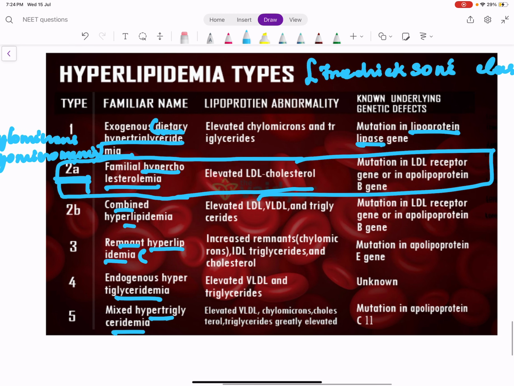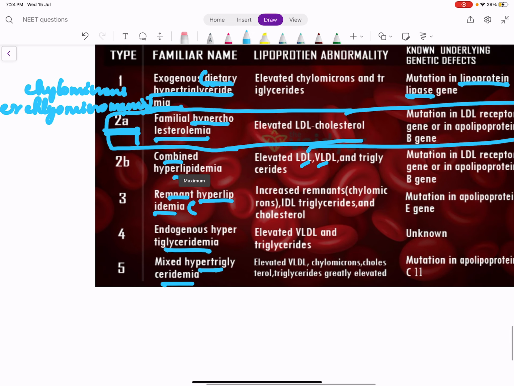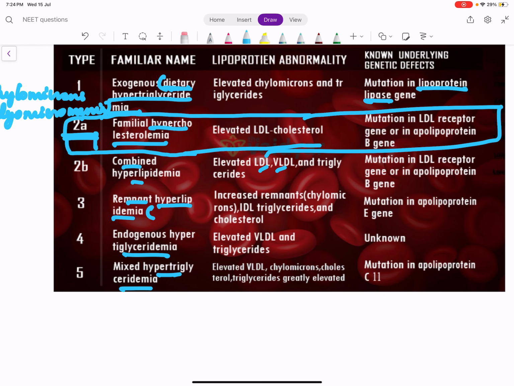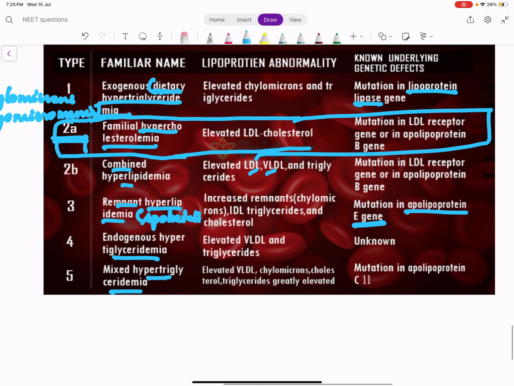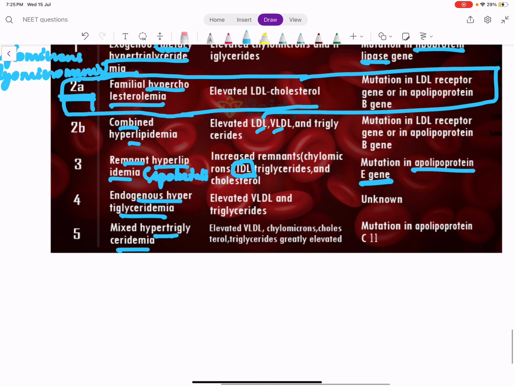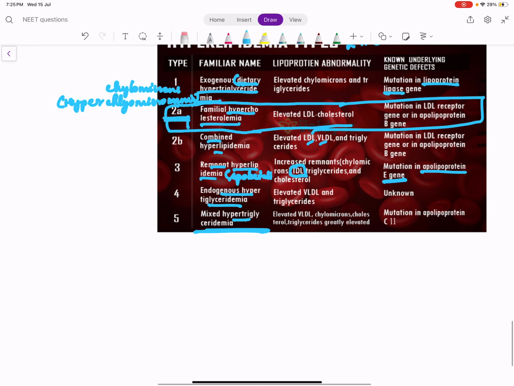Okay. 2B is combined hyperlipidemia. LDL, VLDL, everything is elevated. It's not very important for MCQs. Type 3 is also called apo-beta lipoproteinemia. It is due to mutation in apolipoprotein. Here again, IDL is very high. Type 4 and type 5 are again hypertriglyceridemias, and the mutation is different.